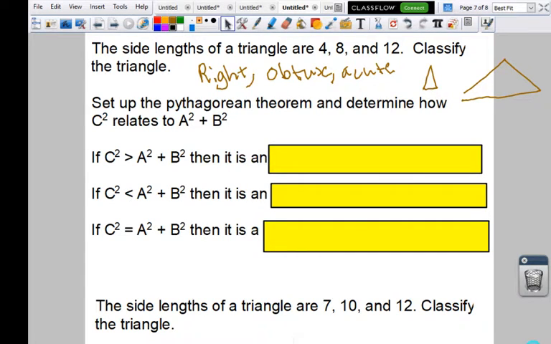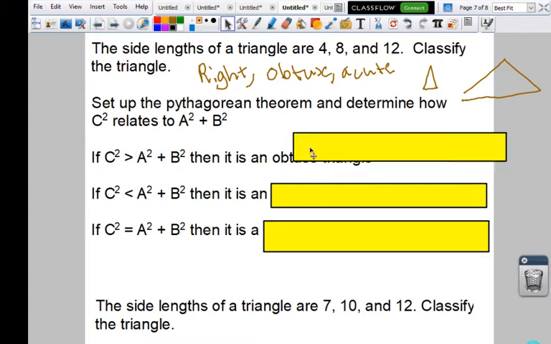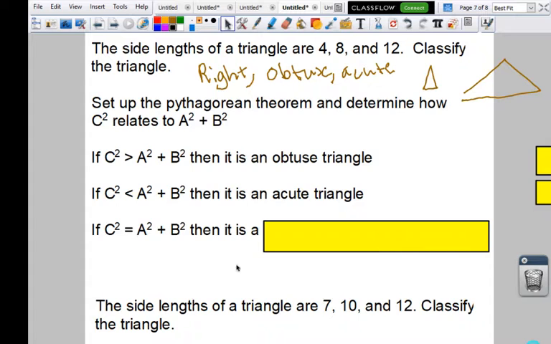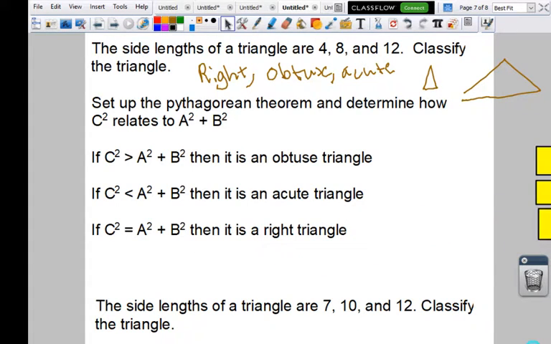What we're going to do is set up the Pythagorean theorem, and if c squared is greater than a squared plus b squared, then it's obtuse. If c squared is less than a squared plus b squared, it's acute. And if they're equal, then it's right. So we're going to look at this with 4, 8, and this 12.